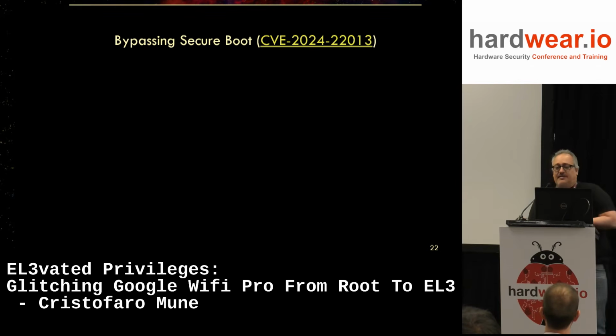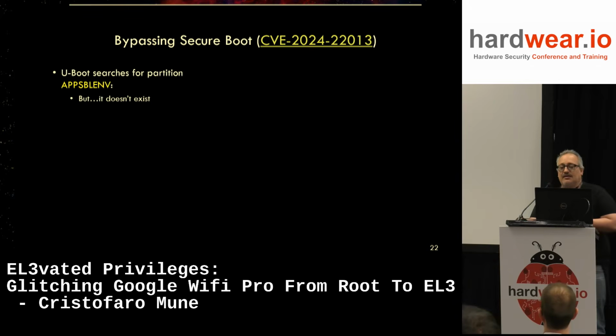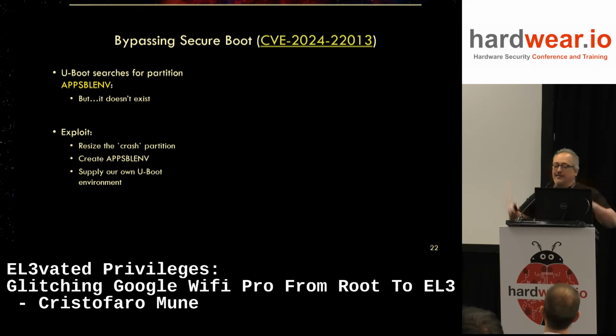There is this nice CVE, which I think Sergey knows pretty well. We also found it. Basically, we didn't know that the CVE would have been assigned. We already worked on this, but credit goes to Sergey, and we are basically using the same vulnerability. U-boot searches for the partition apps SBL-EMF, but it doesn't exist. Because it doesn't exist, it just says, hey, I'm missing a partition, and it's fine, it still continues, but at boot, it will print something, okay?